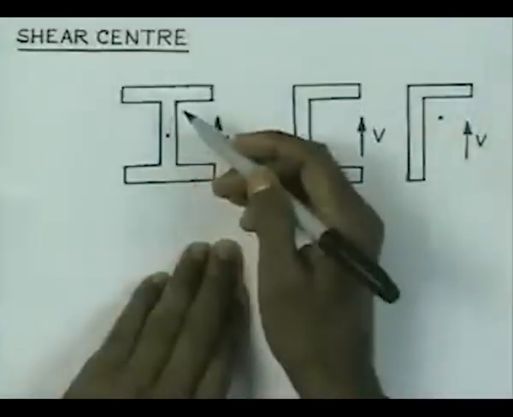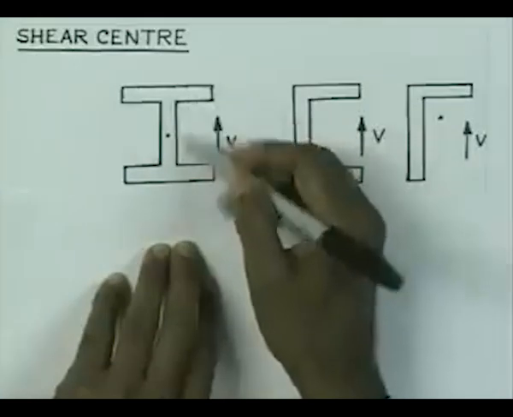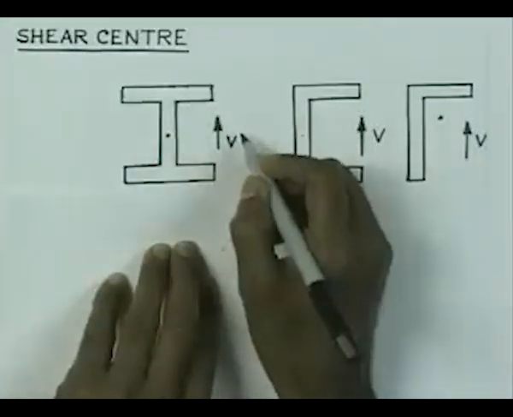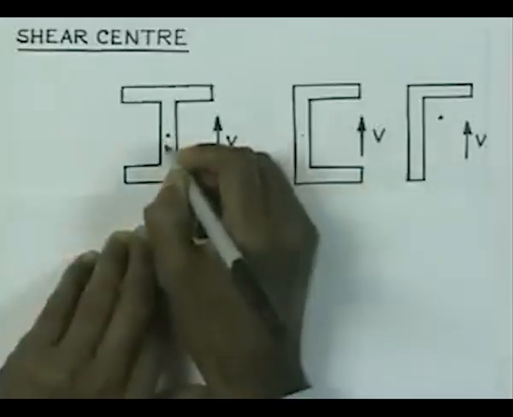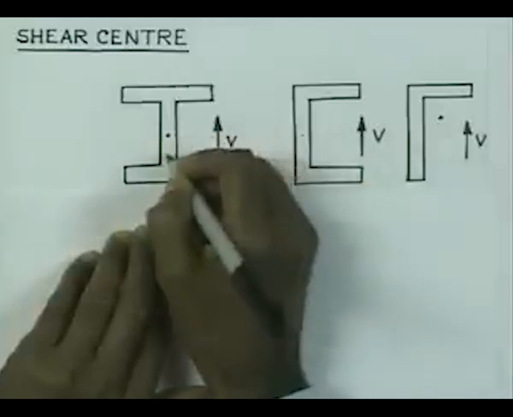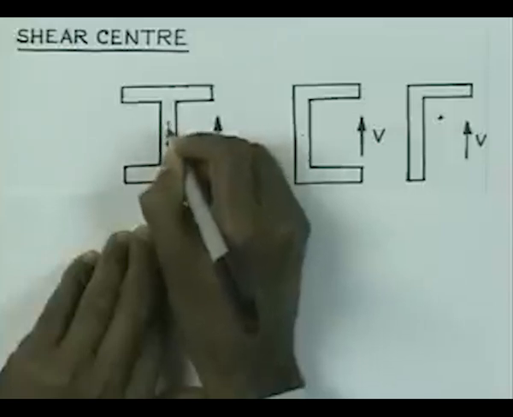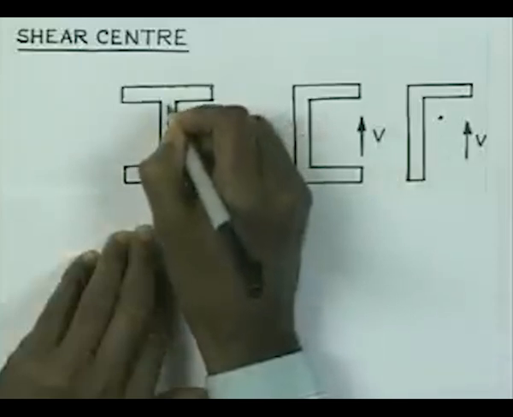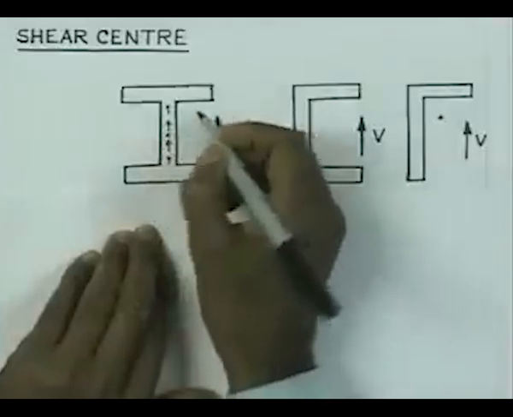When you try to consider bending of beams of such cross sections, suppose a shear force is acting on the section like this, then you are quite clear that the shear stresses that act due to V are going to be like this. We will have maximum shear stress near the center of the web, and then it will gradually reduce in magnitude as we go away from the center portion.